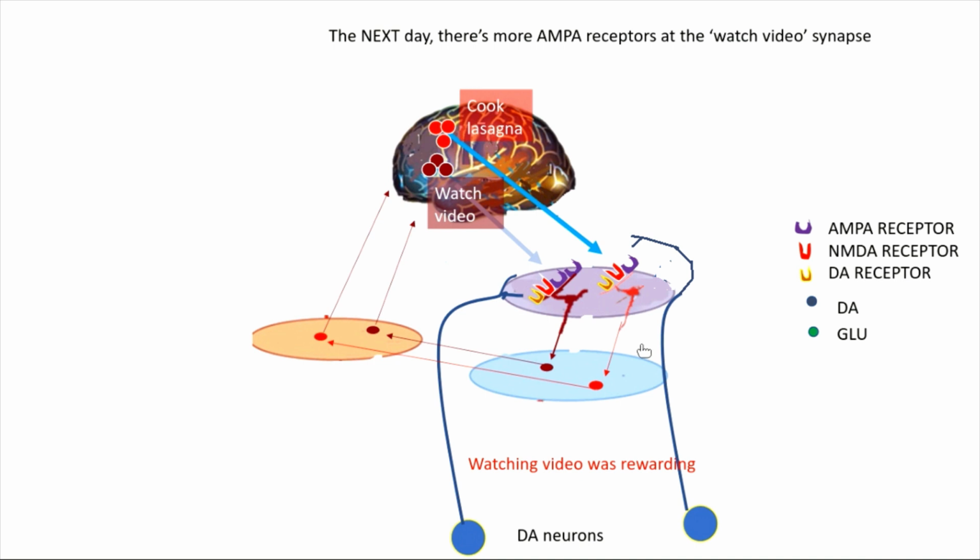Because if I activate these neurons, think about watching the video, and release glutamate, it's already got more AMPA receptors. And now I activate this, I start watching the video, and if it's still even better than I remembered, I'm laughing just as much as I did the first time, you get more dopamine coming in while that glutamate's binding to these receptors. The next day I'll have even more AMPA receptors.